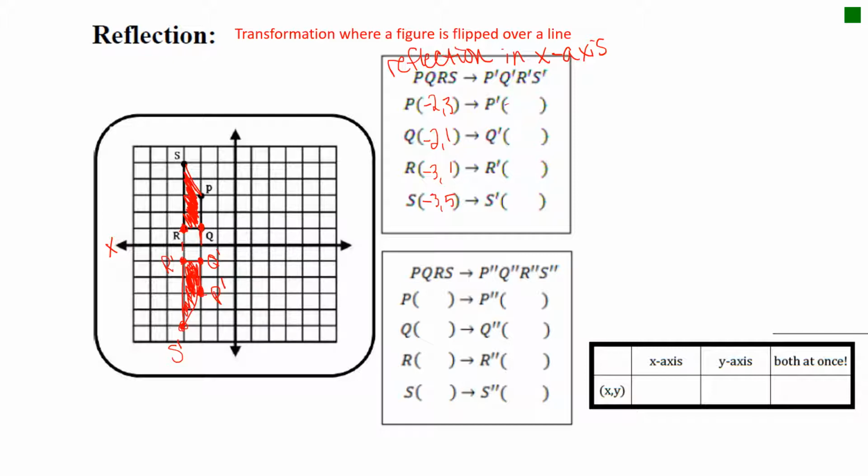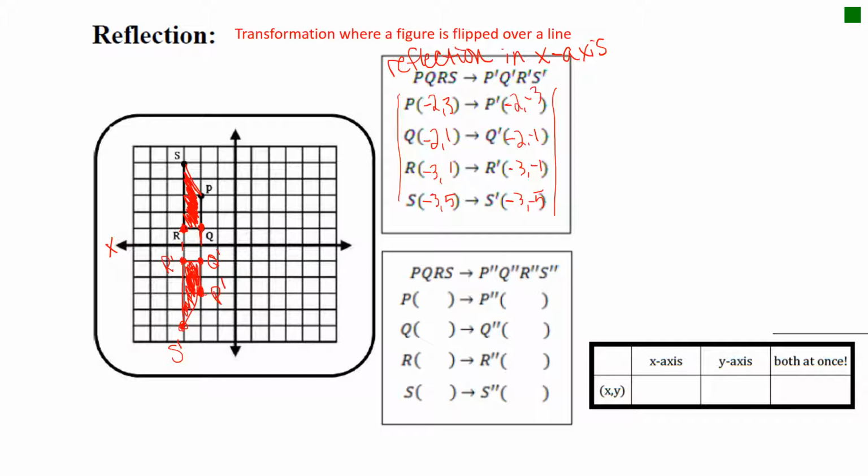P prime is -2, -3. Q prime is -2, -1. R prime is -3, -1. And S prime is -3, -5. If we look now at our pre-image points and our image points, or our coordinates of both, what do we notice as a pattern? Well, our x values actually didn't change at all, did they? This is -2, this is -2, and -3, -3 stayed for points P, Q, R, and S. What changed is the sign for the y value.